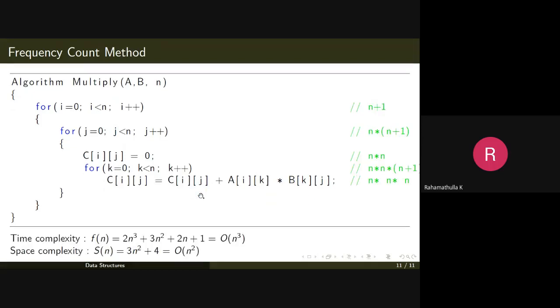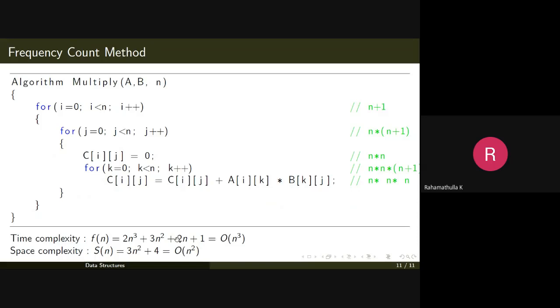Let's see it in detail. The first for loop will be executed n plus 1 time. The second for loop will be executed n into n plus 1 time. The third for loop will be executed n plus 1 time. So it comes out to 2n cube plus 3n square plus 2n plus 1. So we can write it as order of n cube.